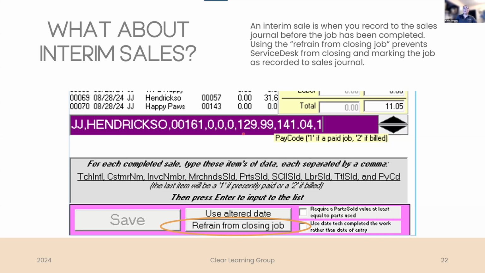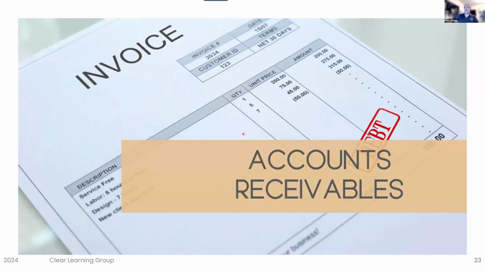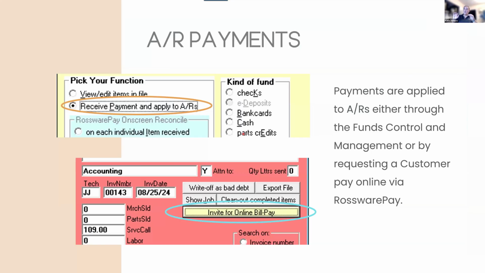So speaking of pay code 2 entries, let's talk about accounts receivable records. So payments: once we have a job that's been recorded as a pay code 2 and we have this accounts receivable record, we're going to apply payments to the ARs in one of two ways. Either somebody's going to send us a check, or they're going to send us an EFT or whatever, and we're going to go into our funds control, so our control F9, and we're going to choose this top option here, receive payments and apply to ARs.